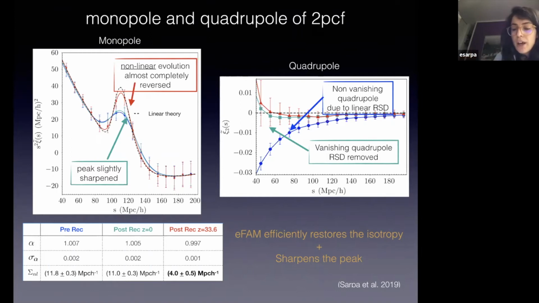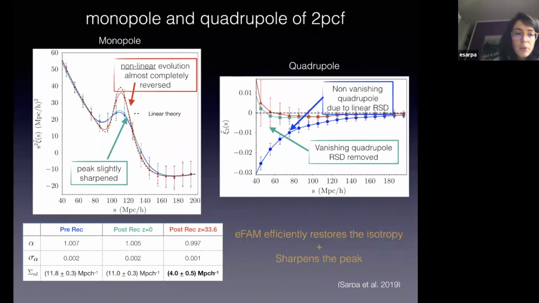So the quadrupole underlines the anisotropy of the correlation function, and before reconstruction was clearly not compatible with zero, as we would have expected for an isotropic feature, while after removing RSDs, we have that the quadrupole is compatible with zero from 40 megaparsec to larger scales. Then we also went backwards in time at higher redshift, and we see that we were able to closely approach the linear correlation function here in black, and the quadrupole was still compatible with zero.